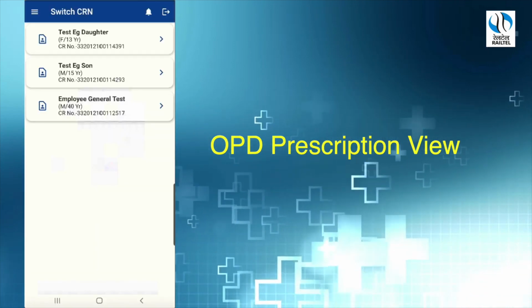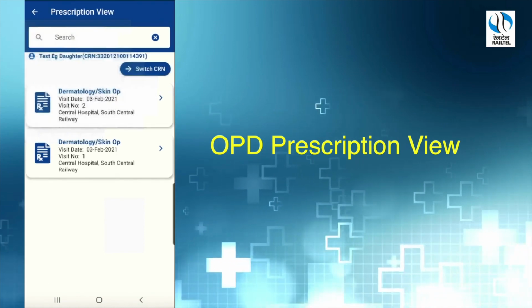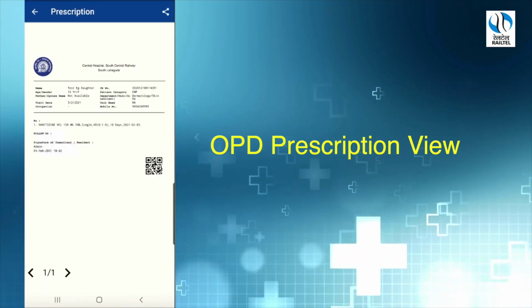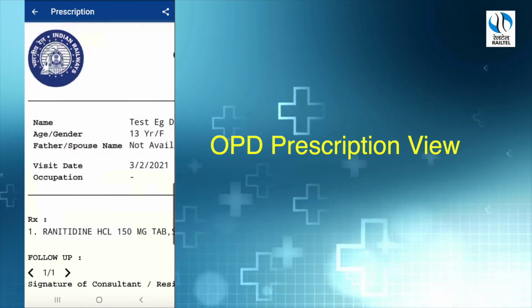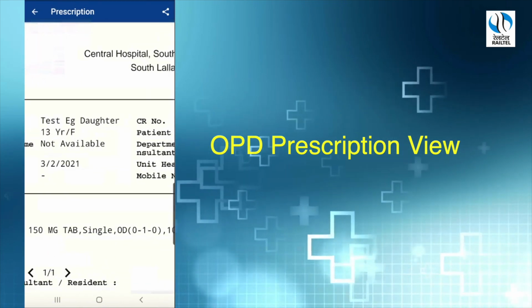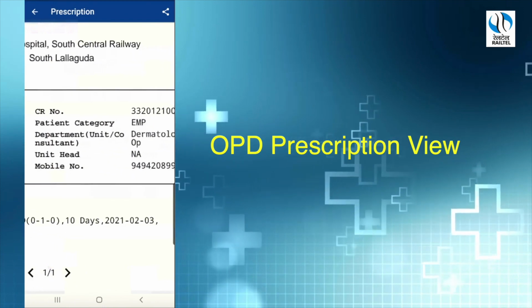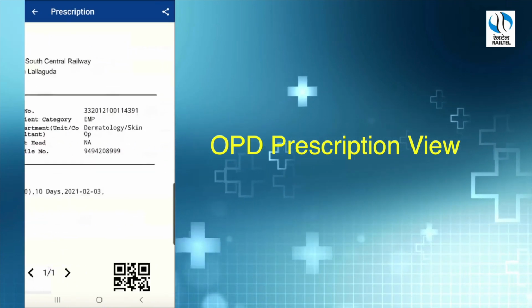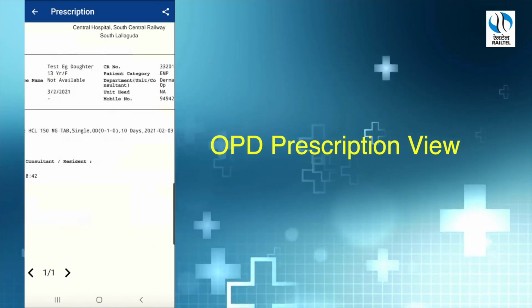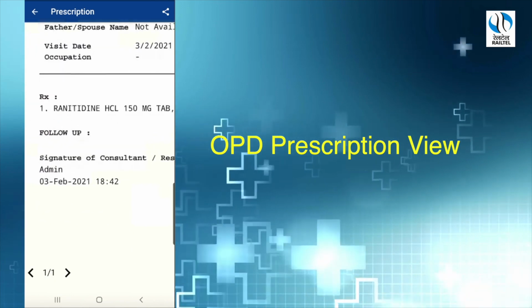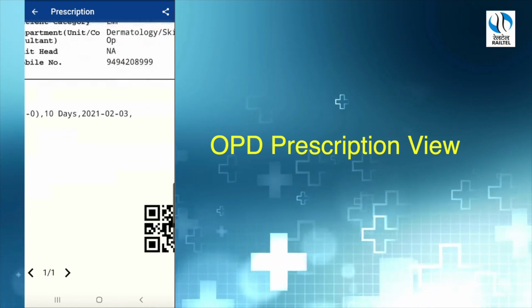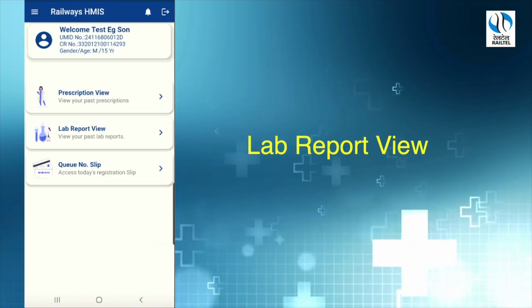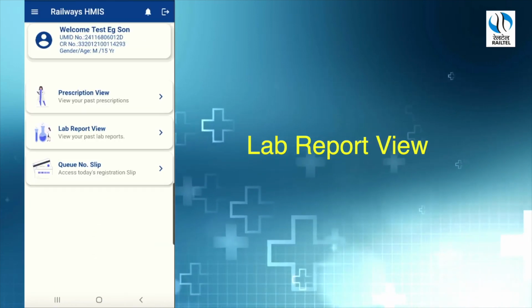Functionality 2 is about how to view and download OPD doctor prescription. Firstly, patient has to select prescription view option to view the prescriptions generated by the doctor after OPD consultation. Now, all the prescriptions concerned to the patient will be displayed date-wise and specialty-wise. When patient selects the specific prescription, it will display the information of medicines, investigations, etc. advised by the doctor.